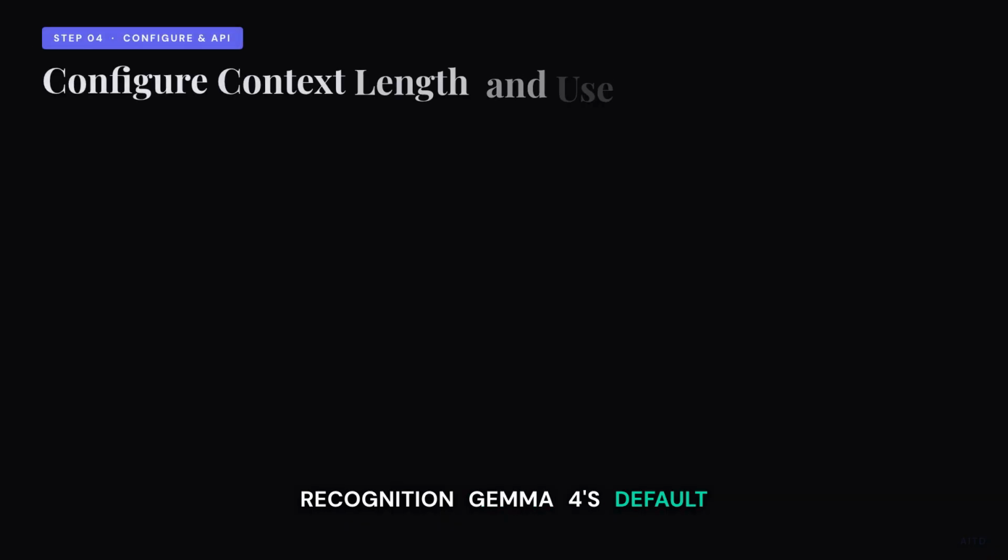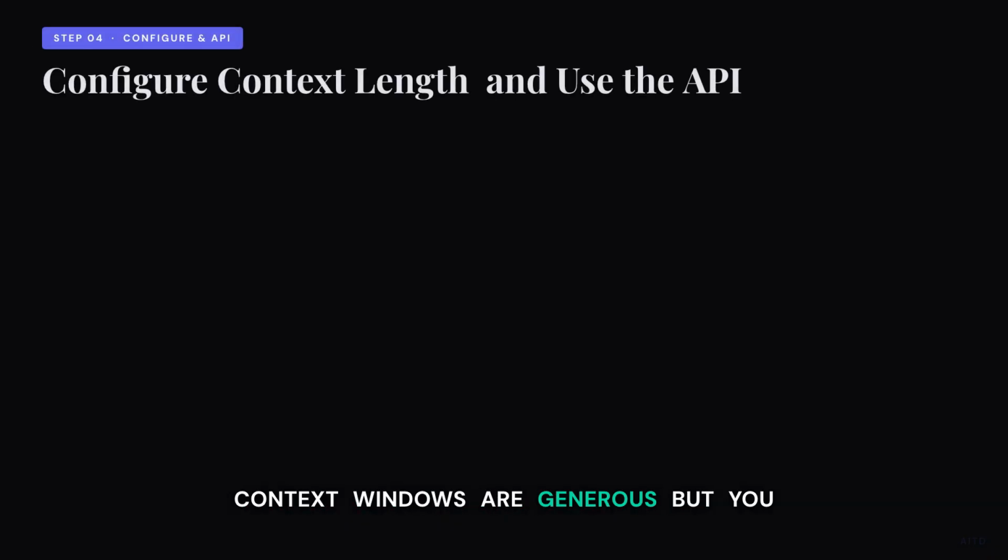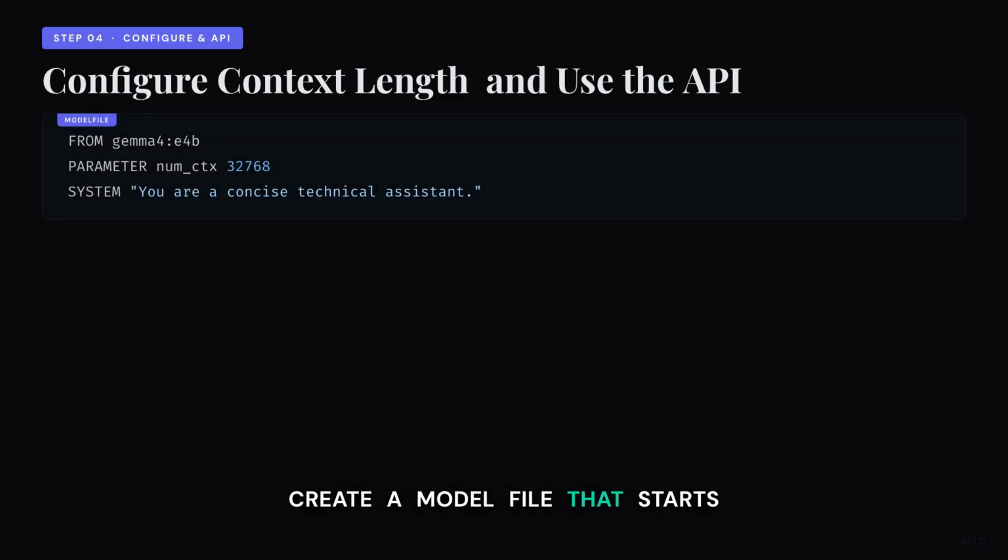Gemma 4's default context windows are generous, but you can tune them. Create a Modelfile that starts from gemma4:E4B and set a parameter called num_ctx. Lowering this reduces memory overhead, which matters most on the bigger 26B and 31B models. Build your custom model with ollama create, then run it like any other model.